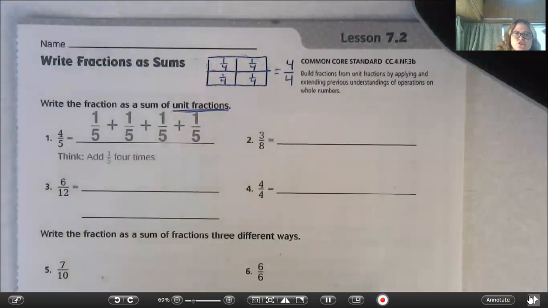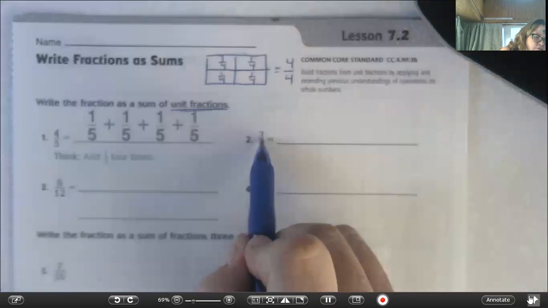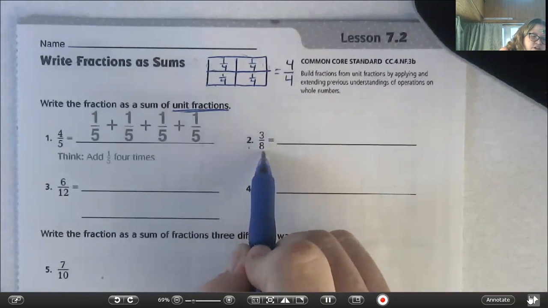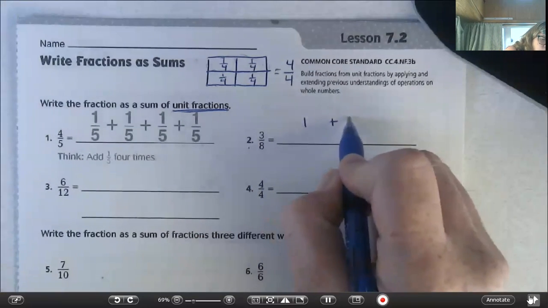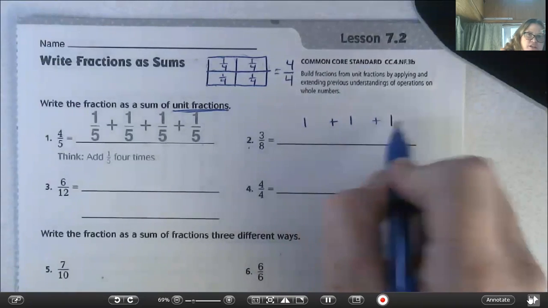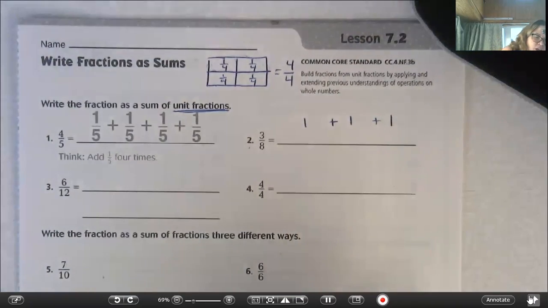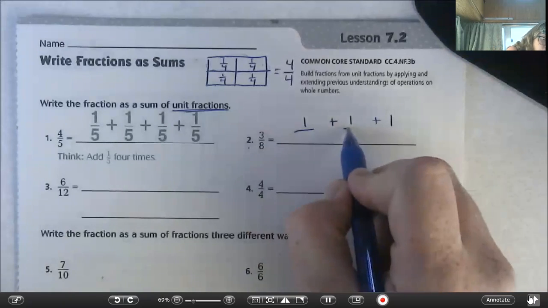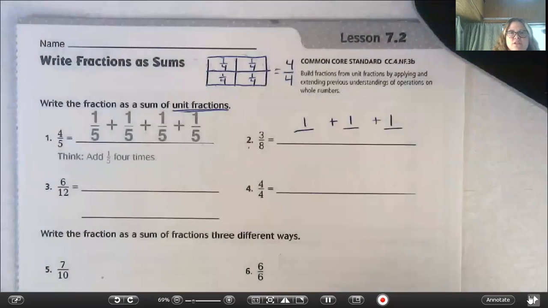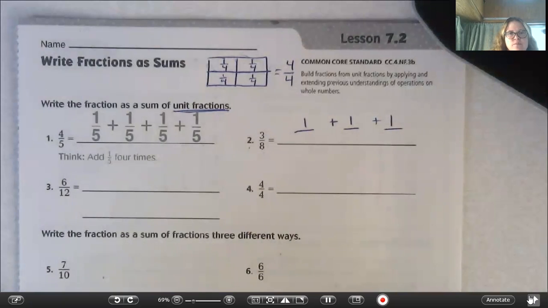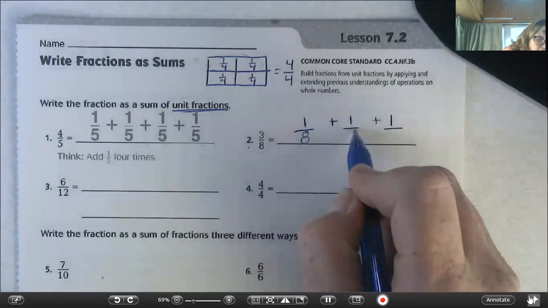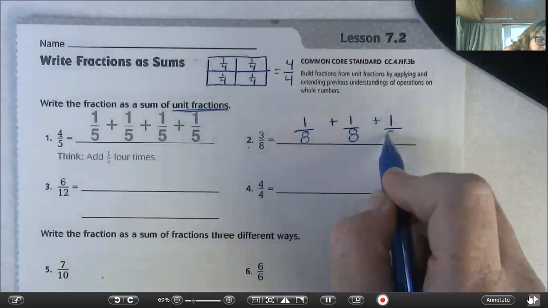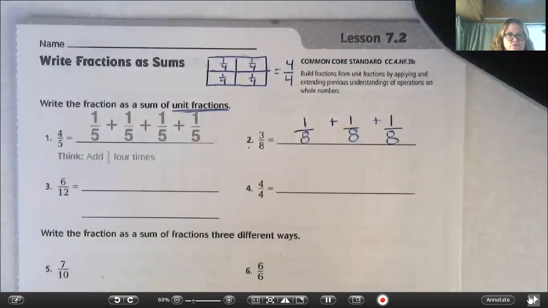Now when I look at number 2, I have the fraction 3/8. Now I know that I have to have 1 plus 1 plus 1 to make 3. And now just like I talked to you in the last lesson, we need to use a denominator as a label. So what are those called? We have 1/8 plus 1/8 plus 1/8. And that is all you do.